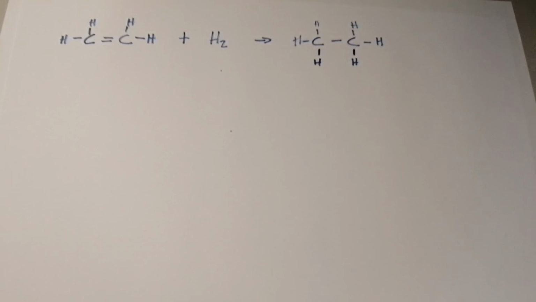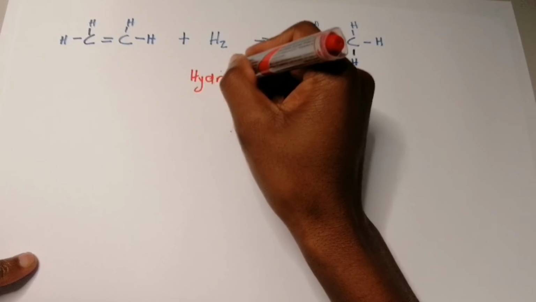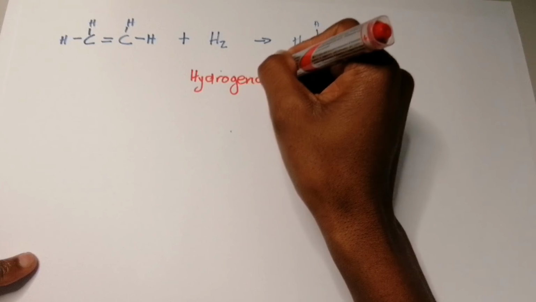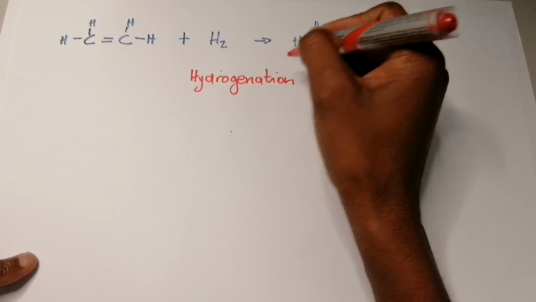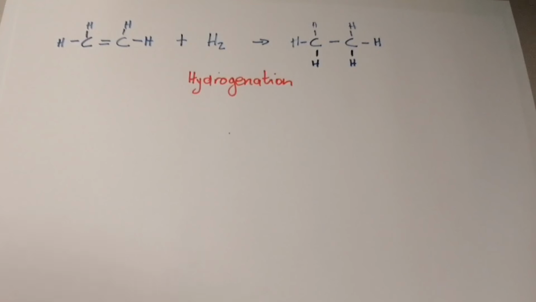And what type of reaction is it now? It's still an addition reaction. What type of addition reaction is it? It's going to be hydrogenation. We are adding hydrogen, so we call this hydrogenation. Now, just something that I want to show you quickly: a principle or a rule that we call Markovnikov's rule.